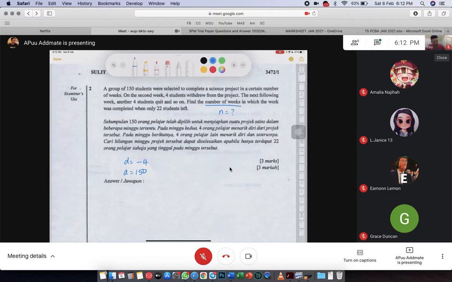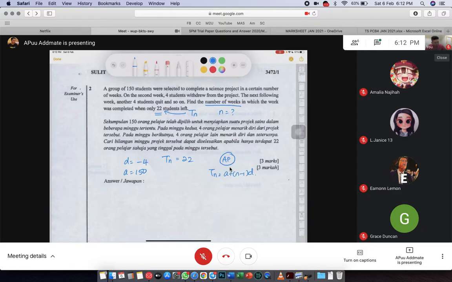Okay. When the work is complete, when only 22 students left. So 22 students left, yang ini adalah you punya TN. So that's what your TN is lah, 22. Jadi sekarang you ada banyak info kat sini ya. TN is 22. So the formula of your AP, kalau kita cerita pasal AP, formula would be TN equals to A plus N minus 1 D. Alright, so that's the formula that you can use, right?